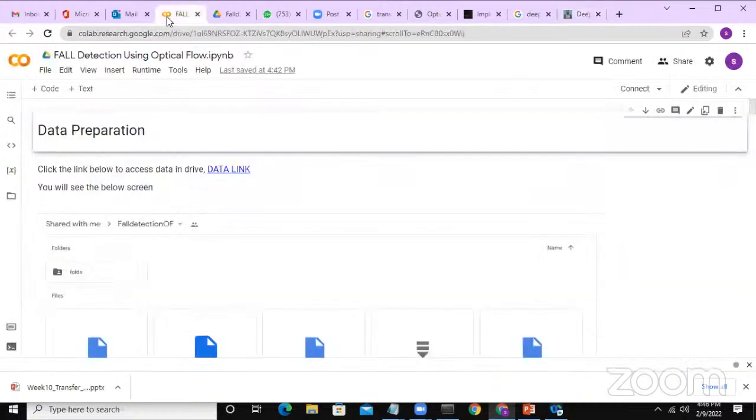There is a URL that is shared to the participants. I think people would have got this URL. Can you acknowledge please in the chat box? If you can check your mails, you would have got a Google Colab link which I have shared. Participants, can you acknowledge please in the chat box? Yes, sir. We got it. Fine. So this is the URL.